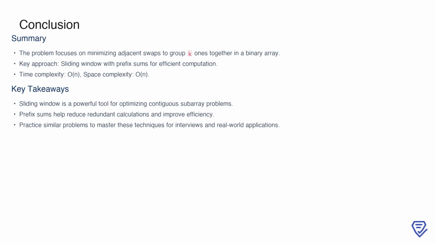Great job making it to the end. We reviewed how to solve the problem Minimum Adjacent Swaps for K Consecutive Ones using efficient techniques like sliding windows and prefix sums. Remember to practice these approaches to strengthen your problem-solving skills.